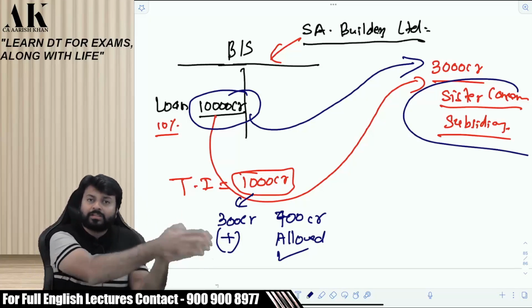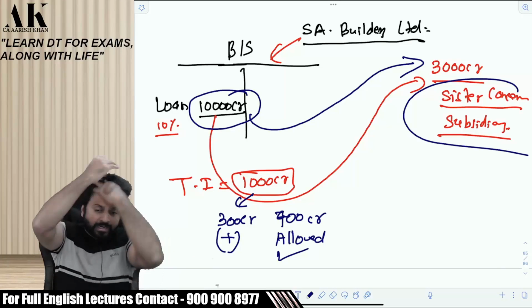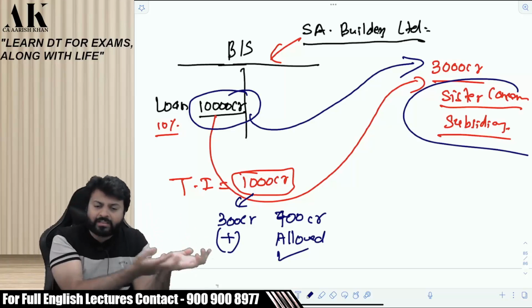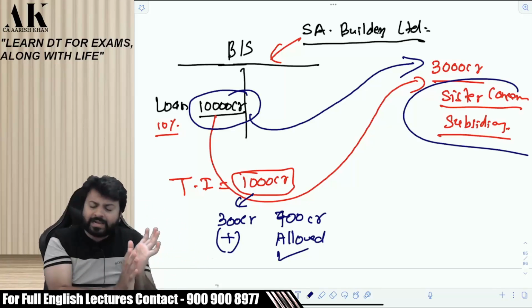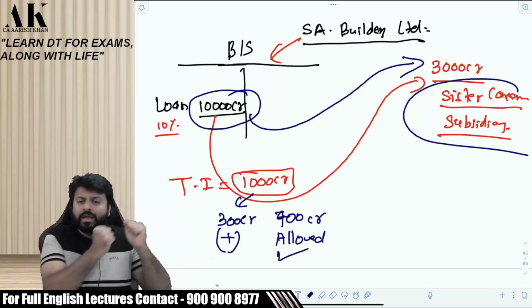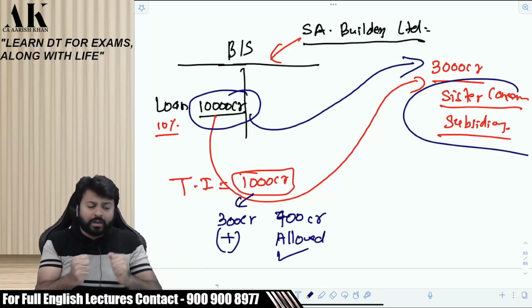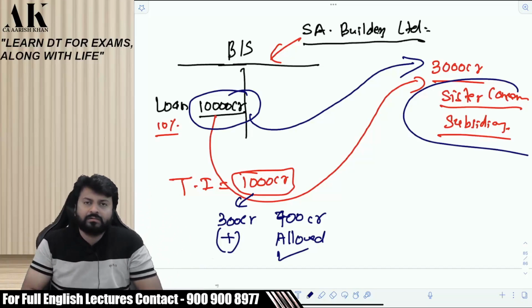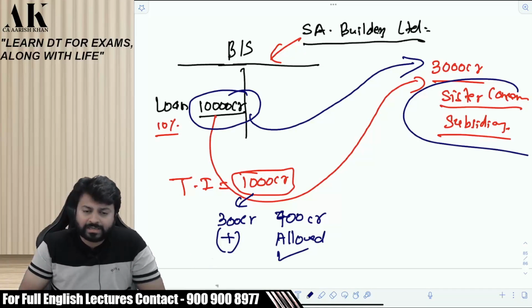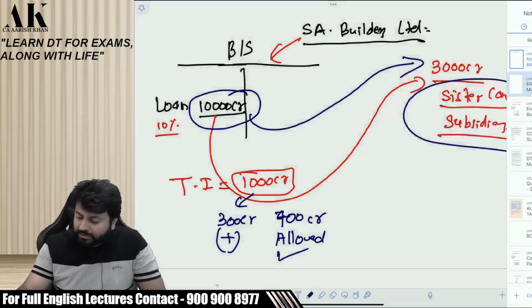So if you are helping your sister concern because the sister concern is weak enough, they are not getting the loan from the market, so I am taking and diverting that, and that concern is important for you, and that is also using the money for the purpose of business as a group. As a group, it will benefit you all. Then it will be allowed as deduction. So you cannot say one single answer. Okay.